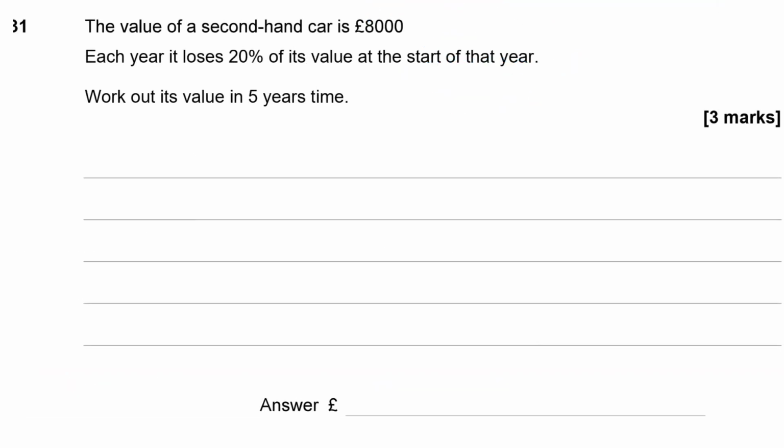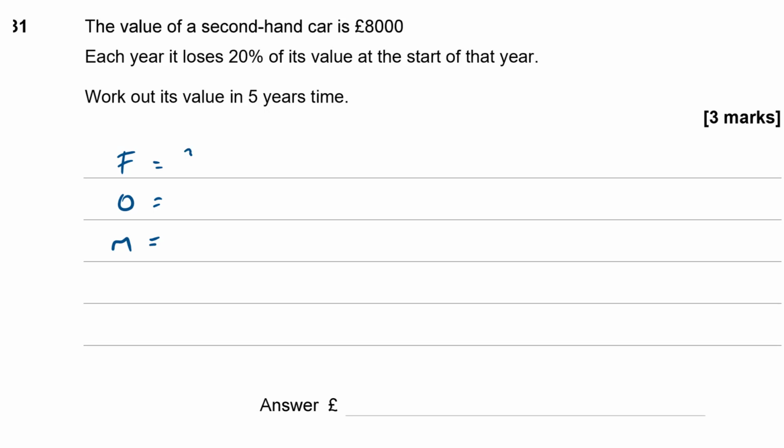Question 31. The value of a second-hand car is £8,000. Each year it loses 20% of the value at the start of that year. Work out the value in 5 years' time. So this is a bit like a compound interest question, except the numbers are going down. It's depreciation. Now I'm going to use FOM, final original multiplier, again.